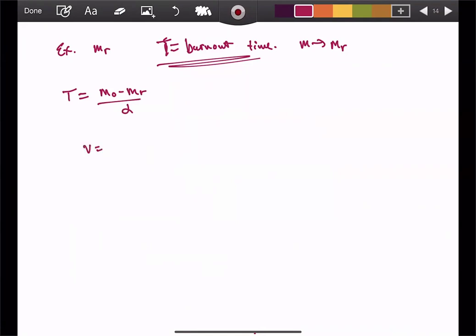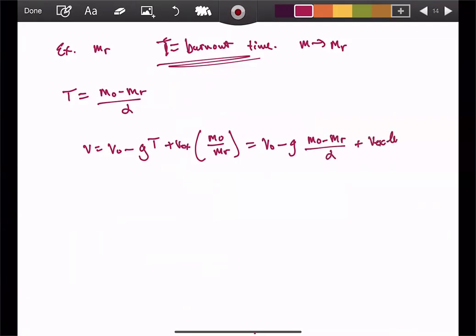So my velocity then is going to become equal to whatever my initial velocity was, minus g T burnout, plus v expulsion, times the natural log of the ratio of the initial mass to the mass of the rocket. Or using this guy here, this is going to be equal to my initial velocity minus g of the initial mass minus the mass of the rocket, all divided by alpha, plus v expulsion, natural log of the ratio of the two masses.